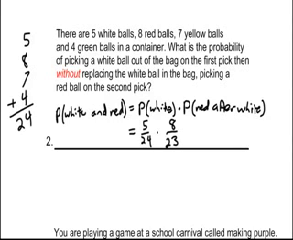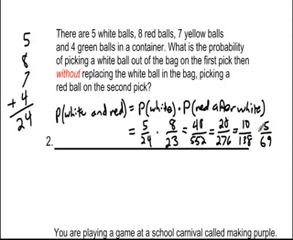Okay, that gives us 40 over 552. Those are both even, so I can divide by 2. And I get 20 over 276. Those are both even, so I can divide by 2. That gives me 10 over 138. Again, both even, so divide by 2. And that gives me 5 over 69. So my probability is 5 over 69. Circle your answer.